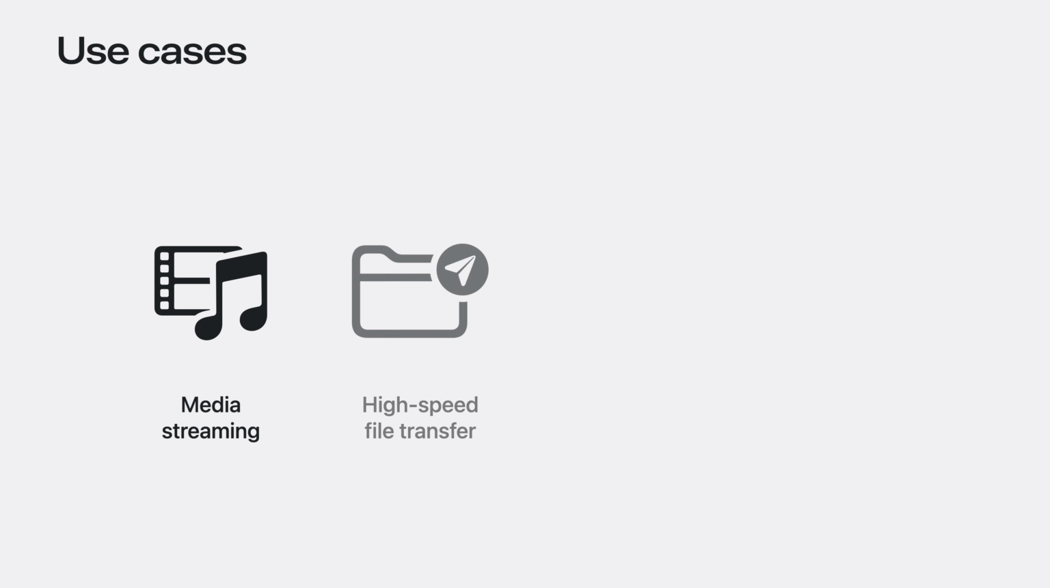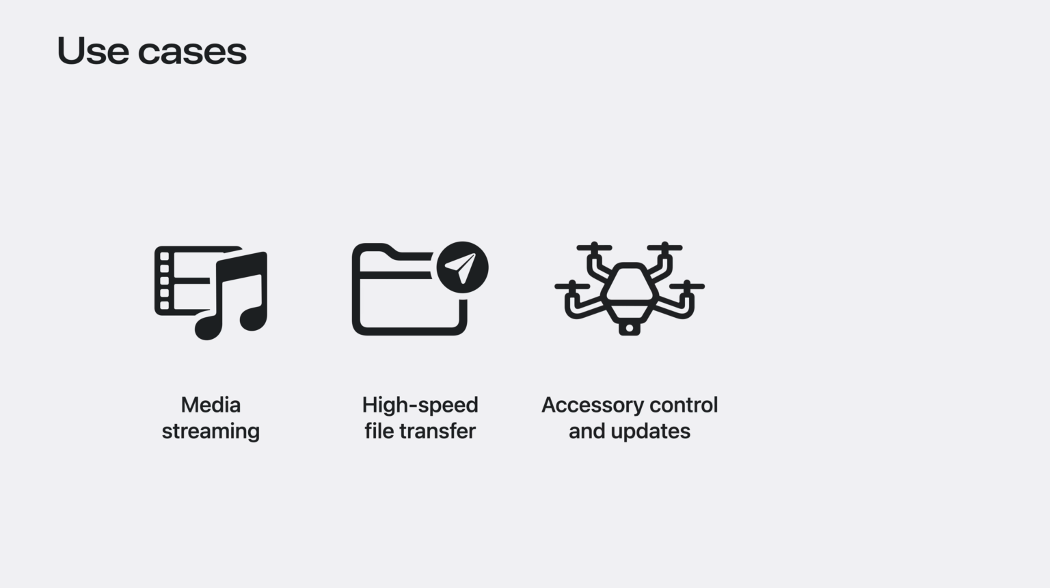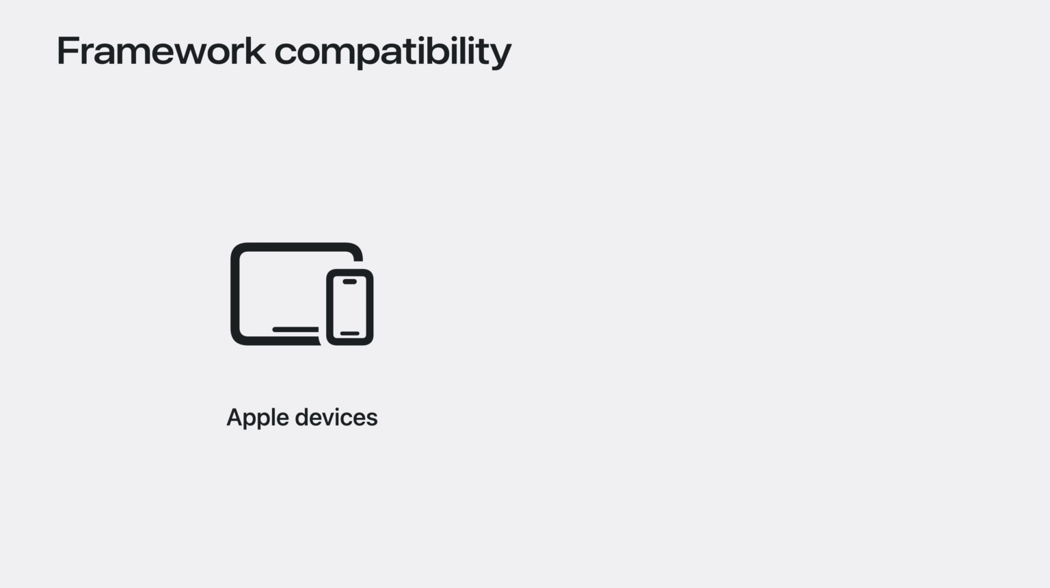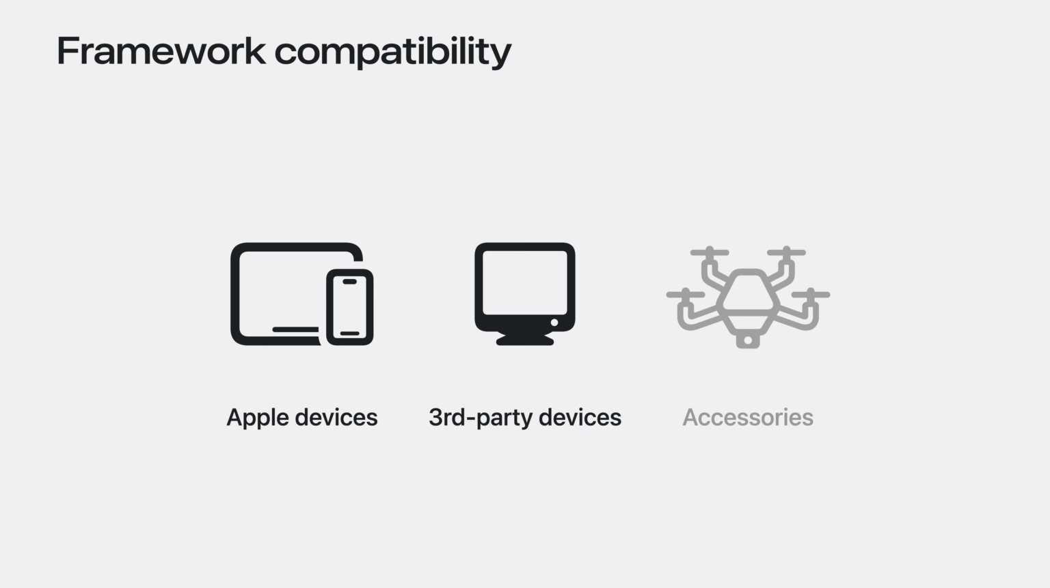Some examples include media streaming, high-speed file transfer, accessory control, screen sharing, and if needed, you can do all of these simultaneously. Introducing Wi-Fi Aware, a new framework that enables these experiences on iPhone and iPad. With the Wi-Fi Aware framework, your app can connect to other Apple devices, third-party devices, and even accessories.